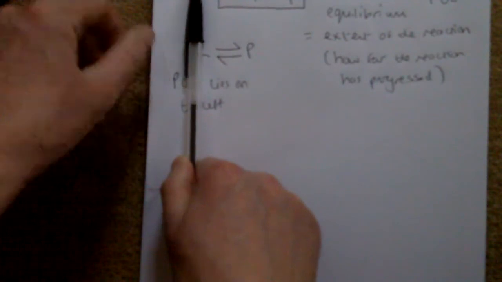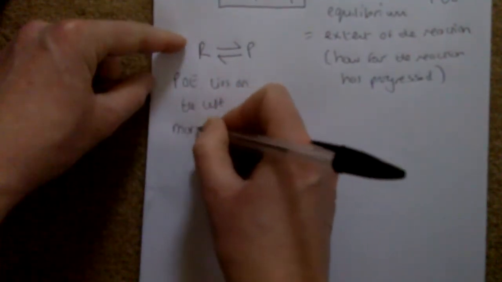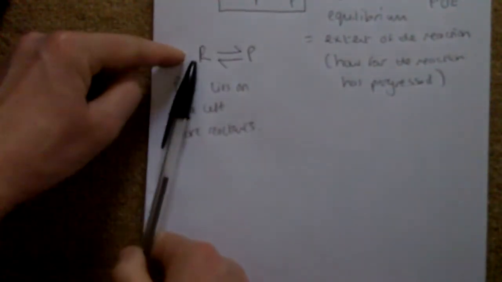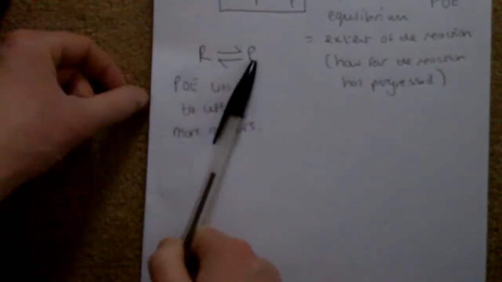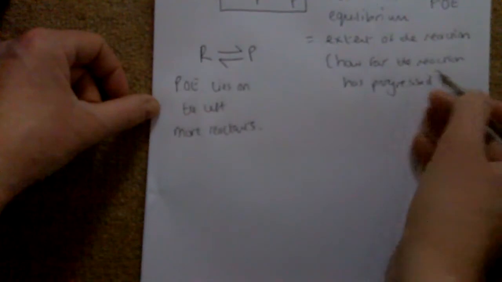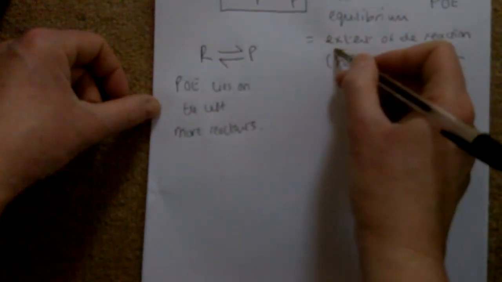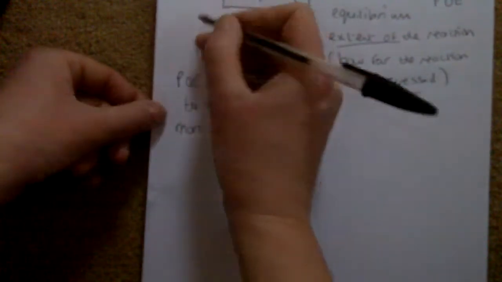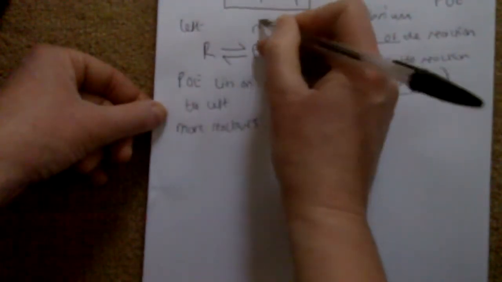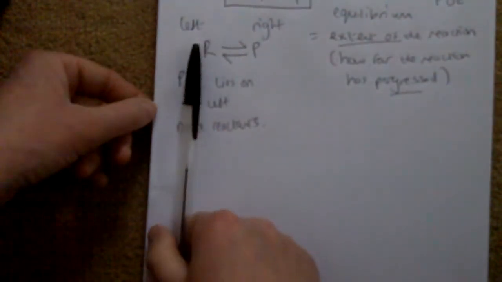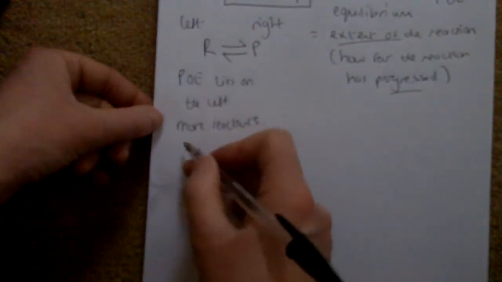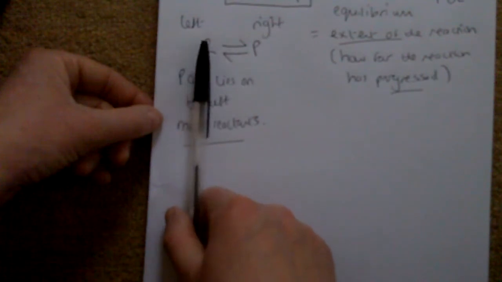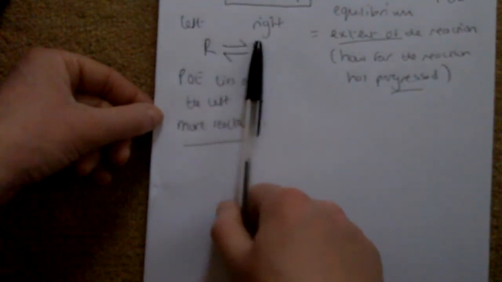So if the position of equilibrium lies on the left, that's not good. That means that there are more reactants. It means that the reaction has not progressed very far. The extent of reaction is not very great. So this is the left and that's the right, so that means that there are a lot of reactants in the container, and that it hasn't progressed very far.